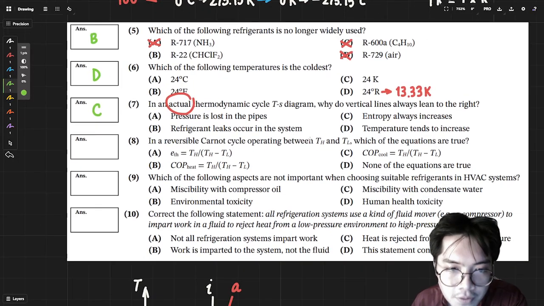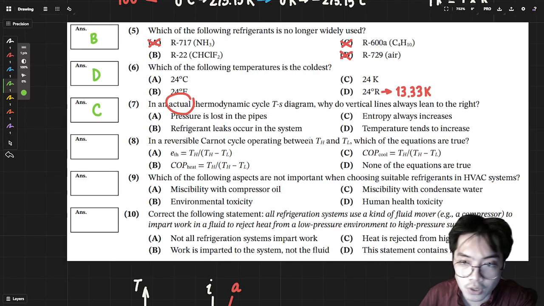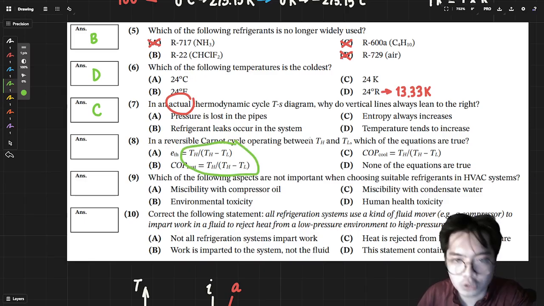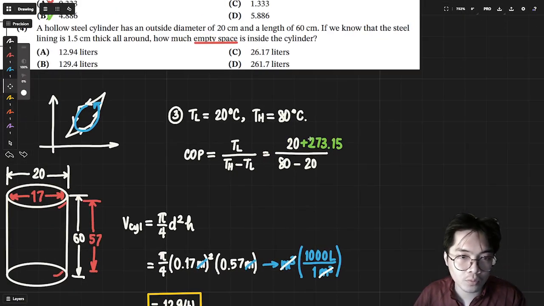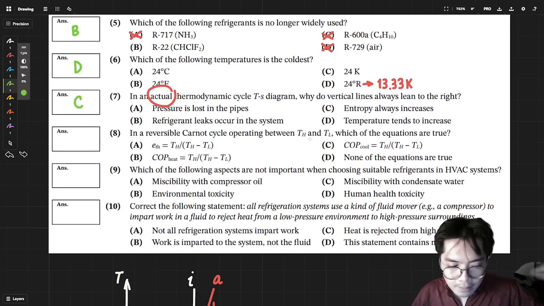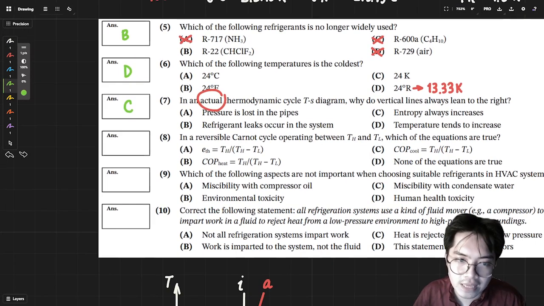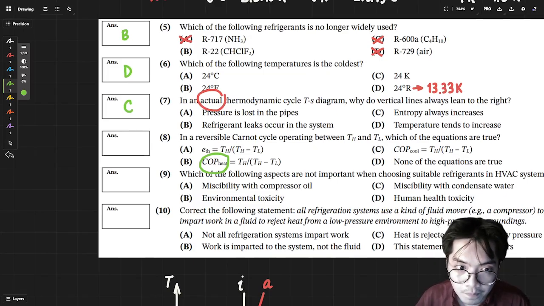Number 8, in a reversible Carnot cycle operating between TH and TL, T high and T low, which of the equations are true? This is actually something we saw earlier. All of these equations refer to the same thing on the right hand side, high over high minus low. Earlier, we were talking about low over high minus low. And so that means that we are not talking about the cooling part of the COP. We are talking about the heating part of the COP, also what we call the performance factor. That means that number 8 is letter B.